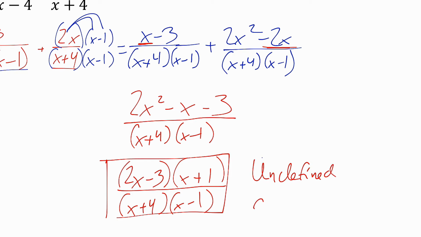So it's undefined at, in this case, our denominators, well, they have x plus 4 and x minus 1 in them. So it's going to be at x equals negative 4 and at x equals positive 1, because both of those would make your denominator equal to 0.